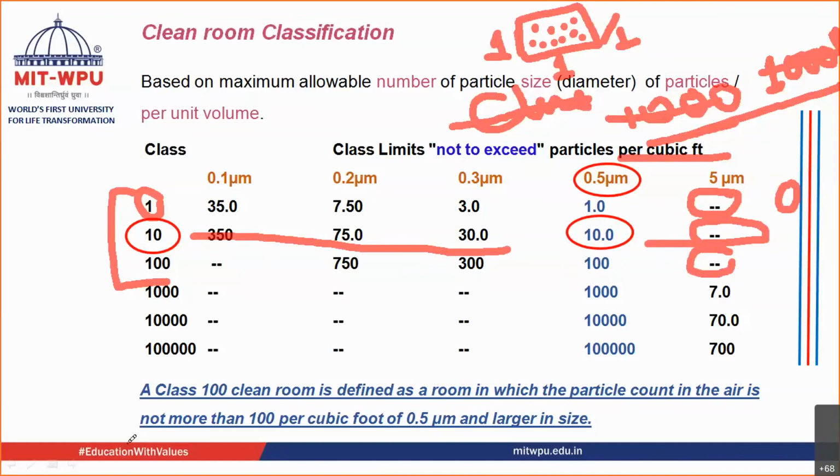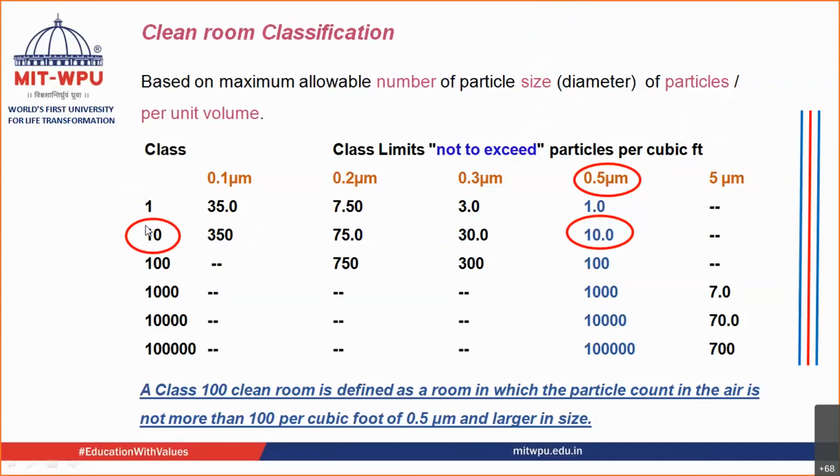In a similar manner, a class 100 clean room is defined as a room in which the particle count in the air is not more than 100 per cubic foot of 0.5 micron and larger in size. So for 0.5 micron and larger, how many particles should be present? Only 100 particles should be present. Let us take this example once again: class 10, 0.5 micron, the number of particles present is 10. Understood? Let us move on.